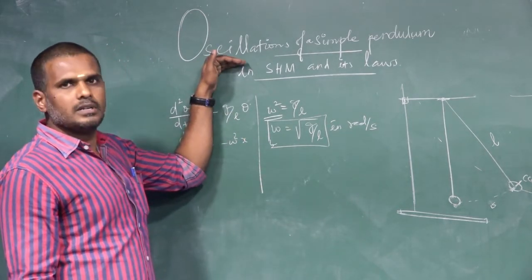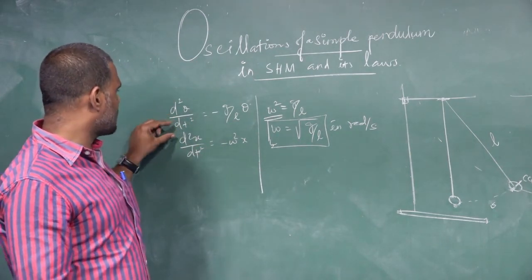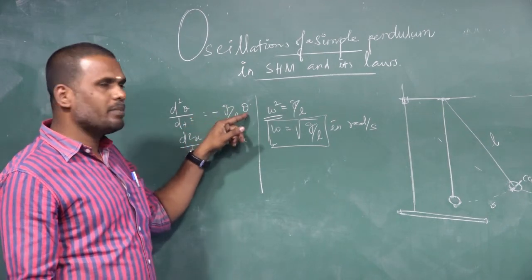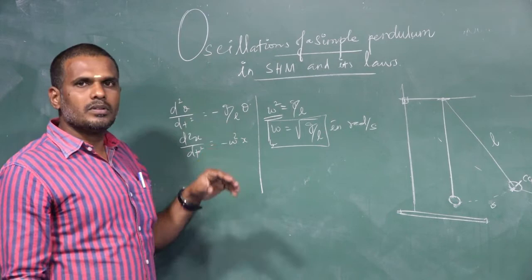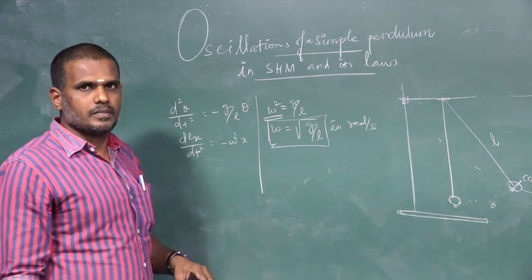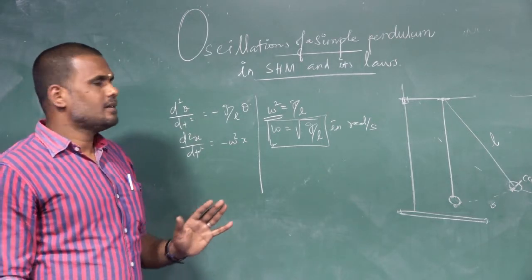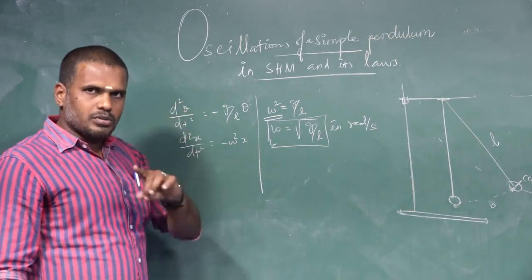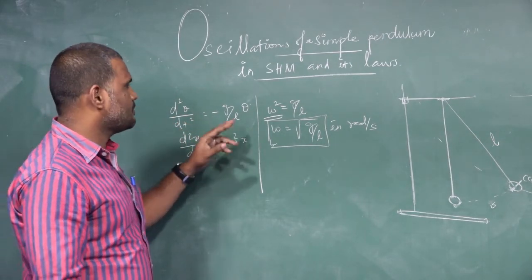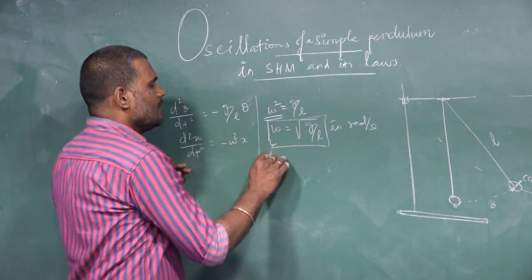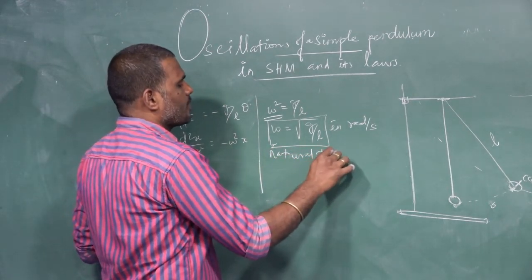Here the system is a simple pendulum. For the simple pendulum, I am obtaining an expression as d square theta by dt square is equal to minus g by L into theta. Once again, I am telling you this is done on the basis of small angle approximation. Small angle approximation is nothing but sin theta is approximated to theta. When you do so, you will get the expression similar to the second order differential equation, from which I am calculating the natural frequency of oscillation of the simple pendulum.